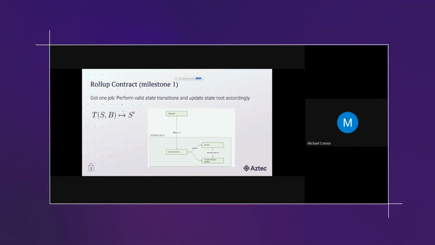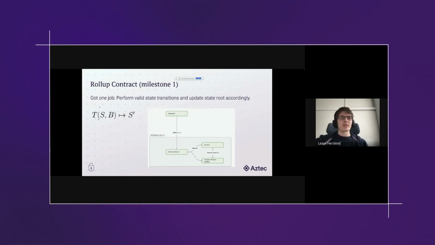Yeah. Okay. So you have this transition function that's essentially taking some state and a block, and then you're getting this new state. And the thing that the circuits and this Rollup contract in combination is doing is enforcing this T function.